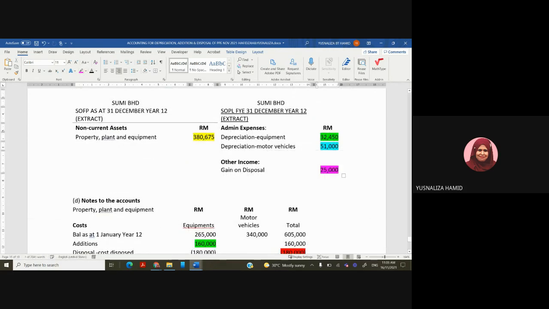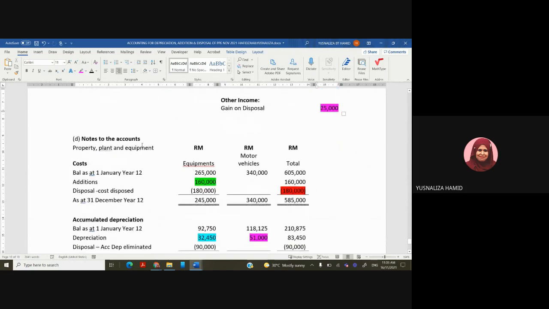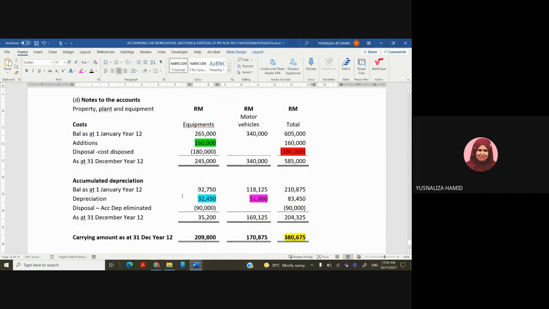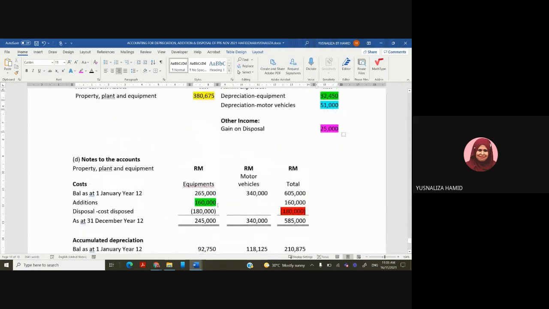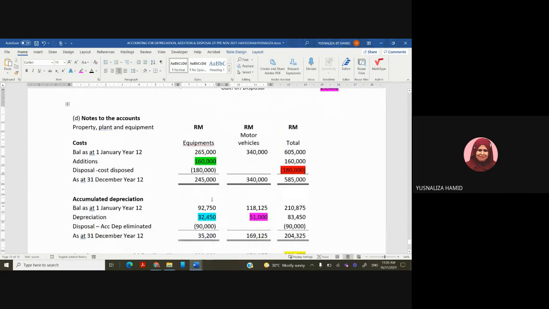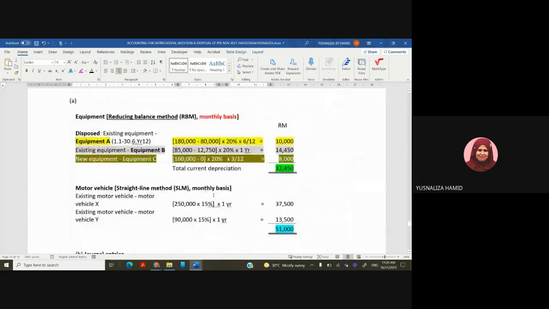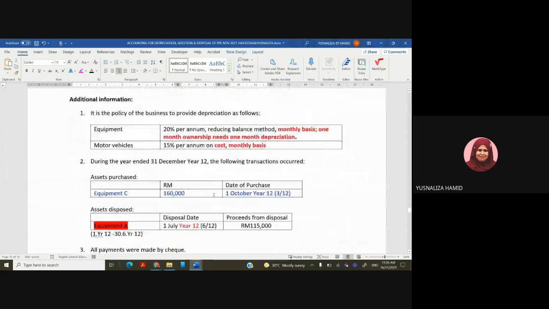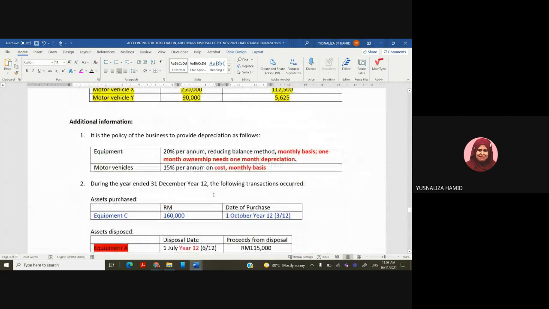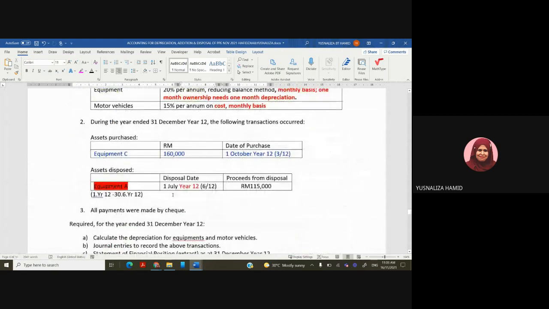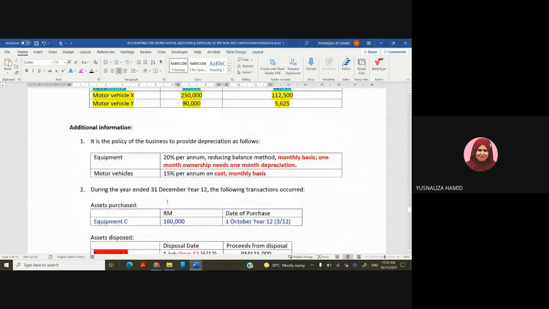right? Now we're going to look at the item here. Okay, the addition, let us look at the notes to the PPE. Before that, I just want to check on the color that I use. So I use equipment red. Was it red? Equipment. Okay, never mind.